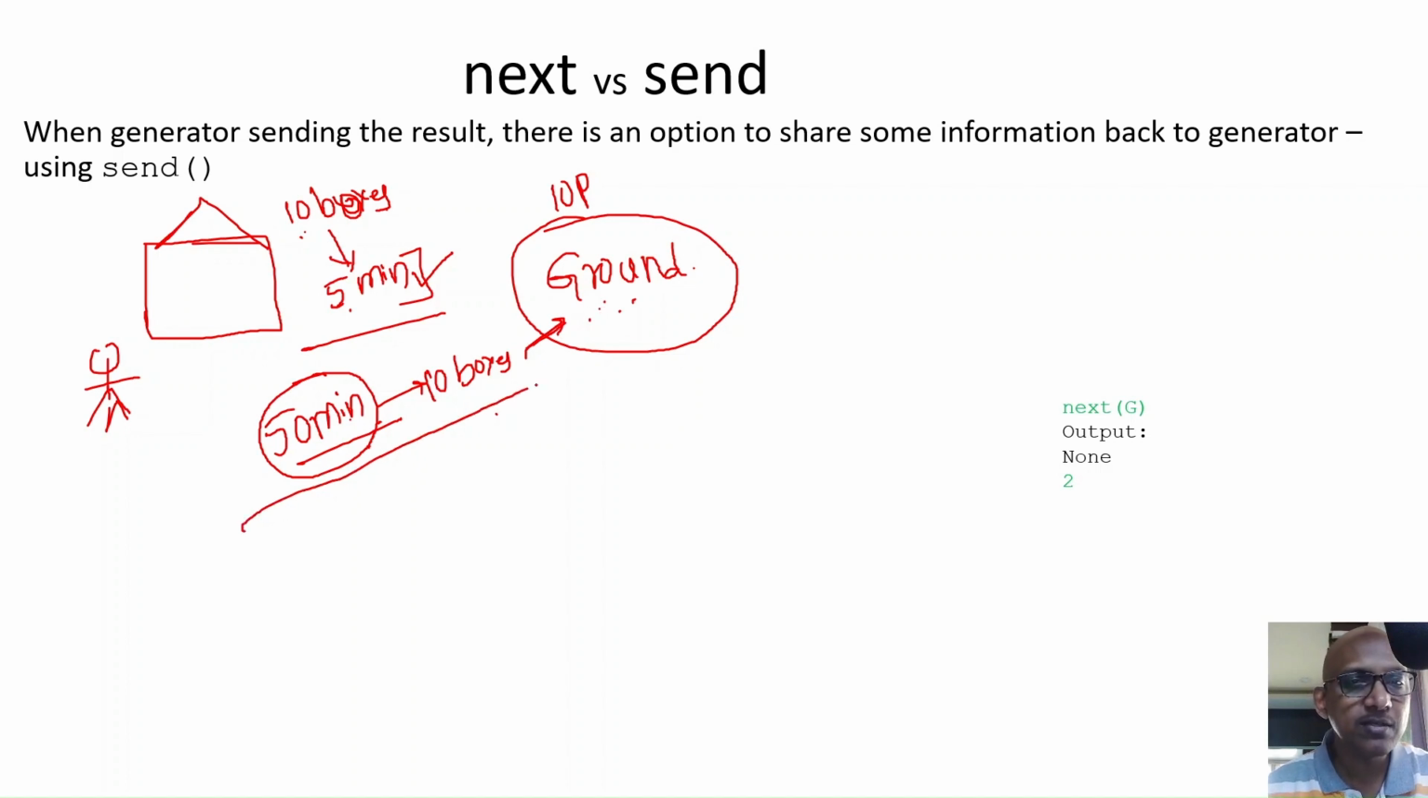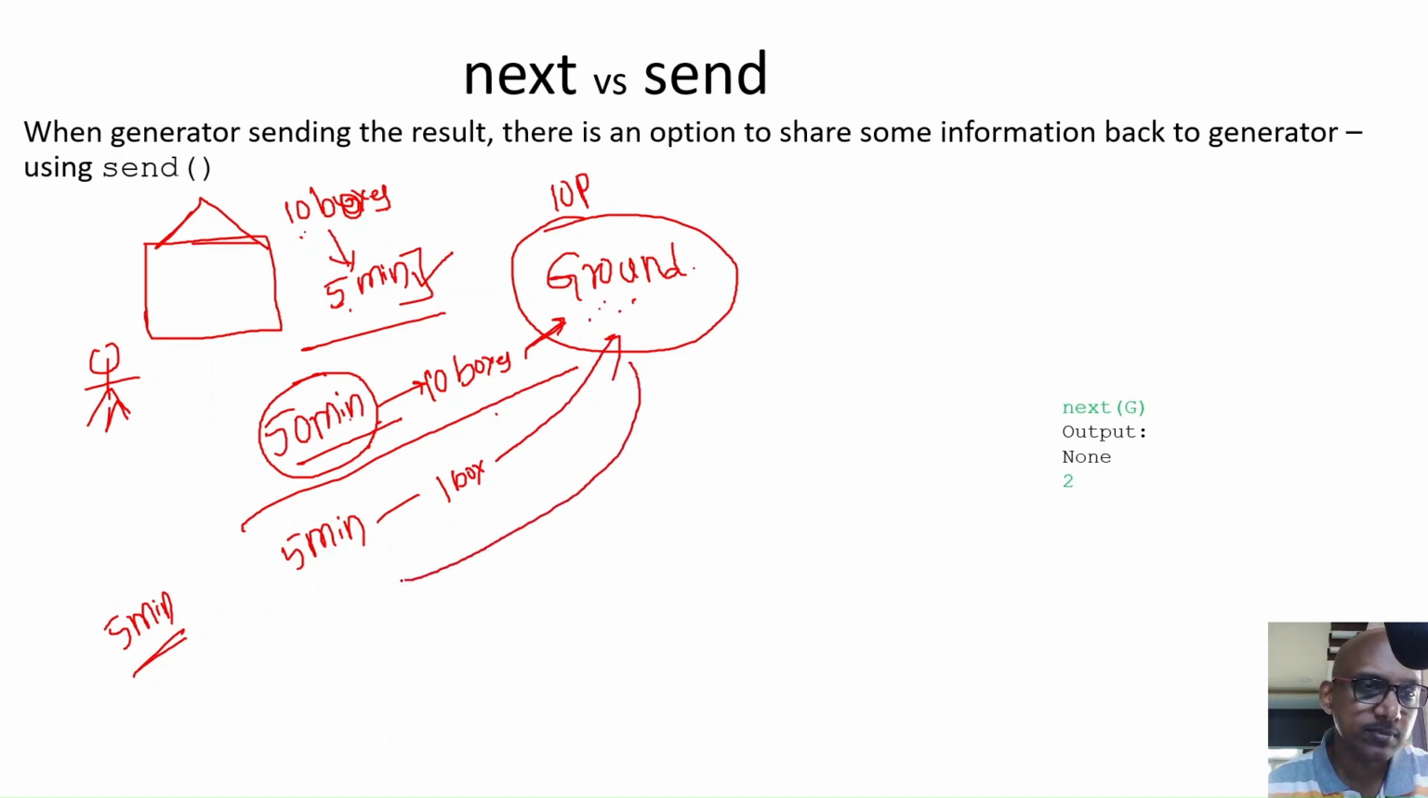The other option I have is, since my mother is going to take 5 minutes to arrange each and every food box, as soon as my mother completes the first food box after 5 minutes, I will take that one box to the ground and come back with empty hands. This going and coming back is going to take, for example, 5 minutes of time, let us say.